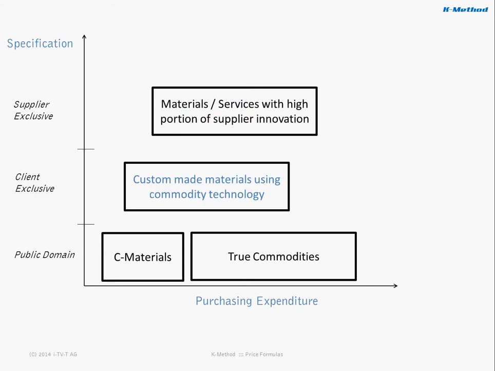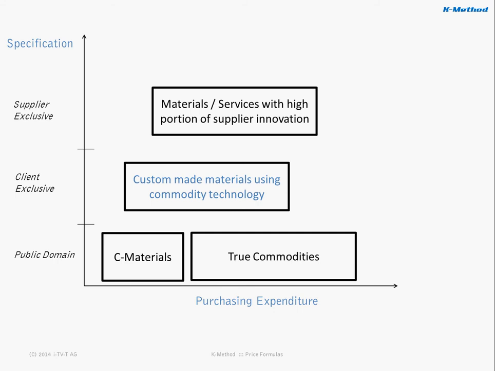In the middle segment of the chart, we see materials which are custom made for the client. This means that the specification is owned by the client. This means also that exactly these materials can only be used by the particular client and by no other company. The materials of this group are produced by commodity technology, so there are various suppliers to select from. Examples of categories falling into this box are nearly all categories of packaging materials, such as labels, folding cartons, and tubes. While the categories in this segment are considered as true commodities, they are not treated as such.